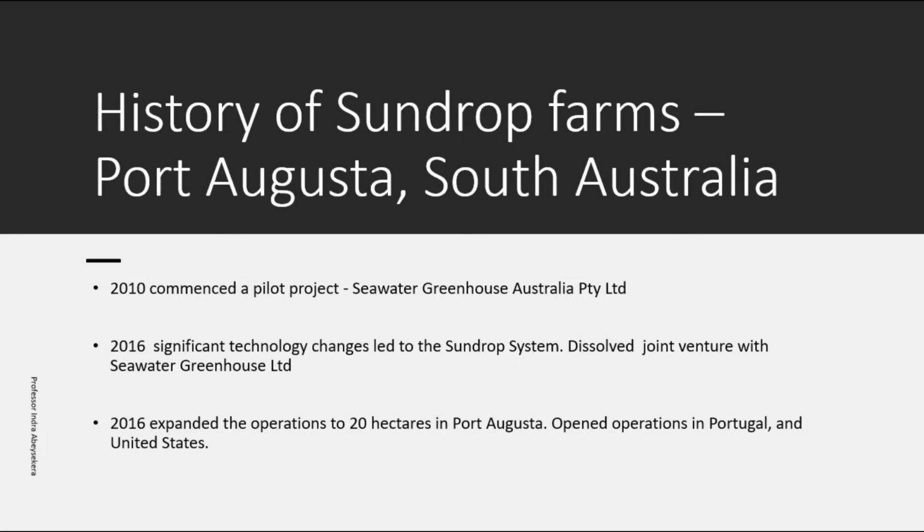So if we touch base on the history of Sundrop Farms, which is located in Port Augusta, South Australia, it commenced its operation as a pilot project in 2010 under Seawater Greenhouse Australia Private Limited. In 2016, significant technology changes led to the Sundrop system, which led to dissolving the joint venture with Seawater Greenhouse Australia Pty Limited, and on the same we expanded the operations to 20 hectares in Port Augusta and opened operations in Portugal and the United States.